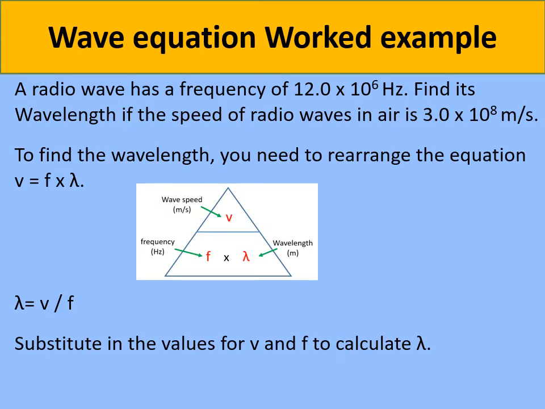So you can substitute in the values for v and f to calculate lambda, which is the wavelength. You see that the wavelength is equal to 3.0 × 10^8 divided by 12.0 × 10^6. Use your calculator to do that, and you should find that you get a value for the wavelength of this particular radio wave of 25 meters.